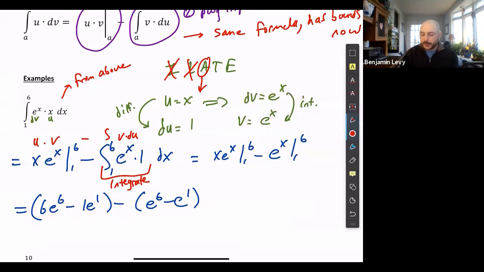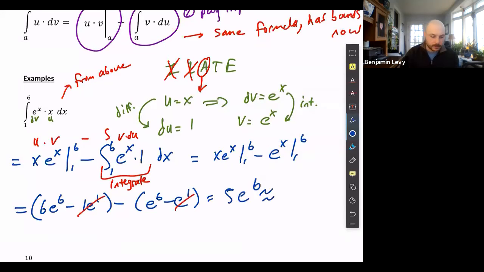And something interesting happens here: the e to the 1's cancel because you have a minus plus situation. And then you have 6e to the 6 minus 1e to the 6. So that's just 5e to the 6. And so you're welcome to leave it like that. If this is a test or something, I would just leave it right like that.